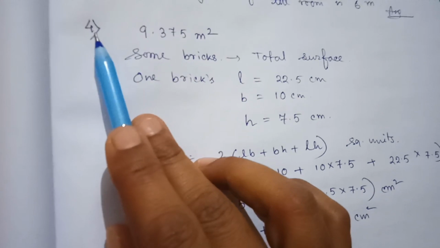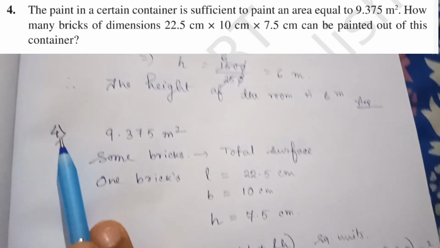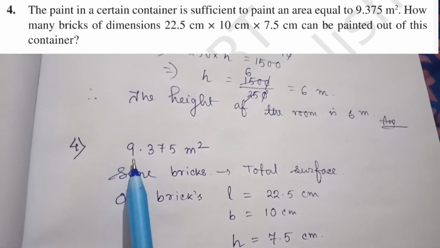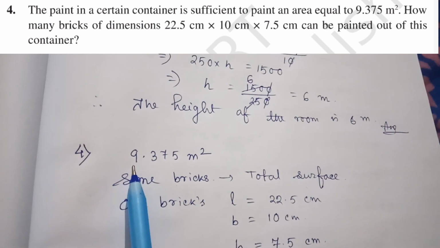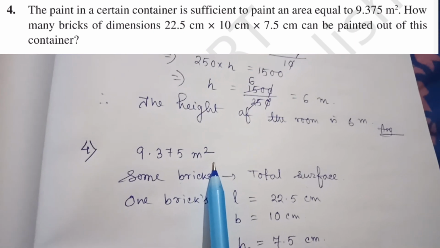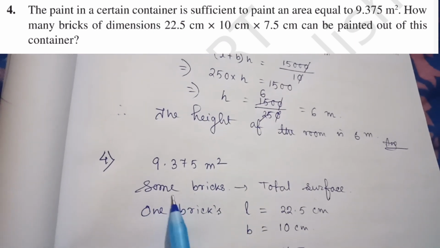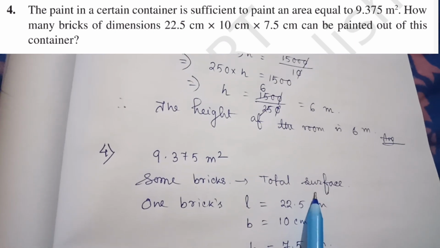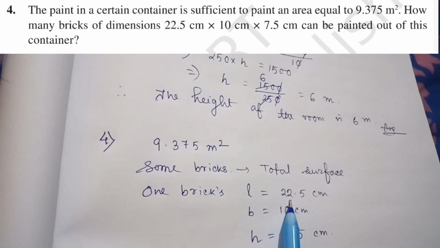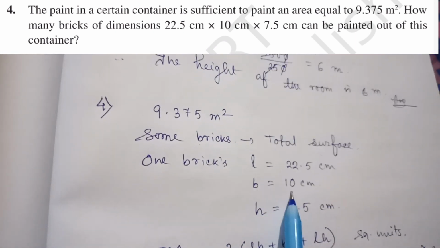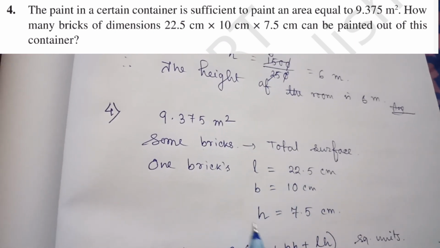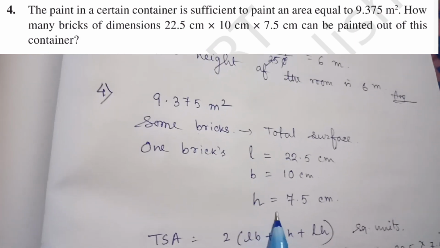Now coming to question number 4. Look at question number 4. In the question it is told that a container's paint is enough for painting 9.375 meters square of area. We have to paint some bricks, total surface obviously. Now one brick's length is 22.5 centimeter, breadth 10 centimeter, height 7.5 centimeter. All three values we already get from the question.